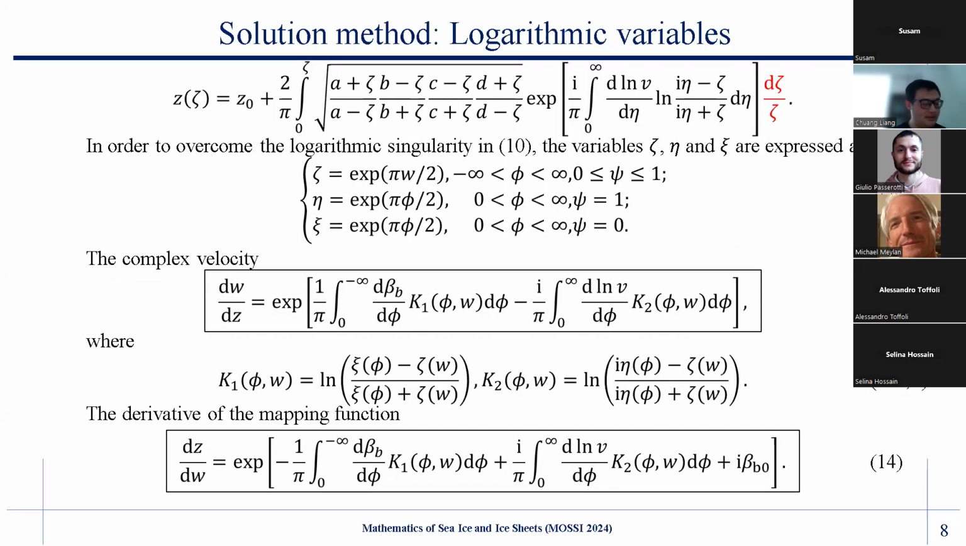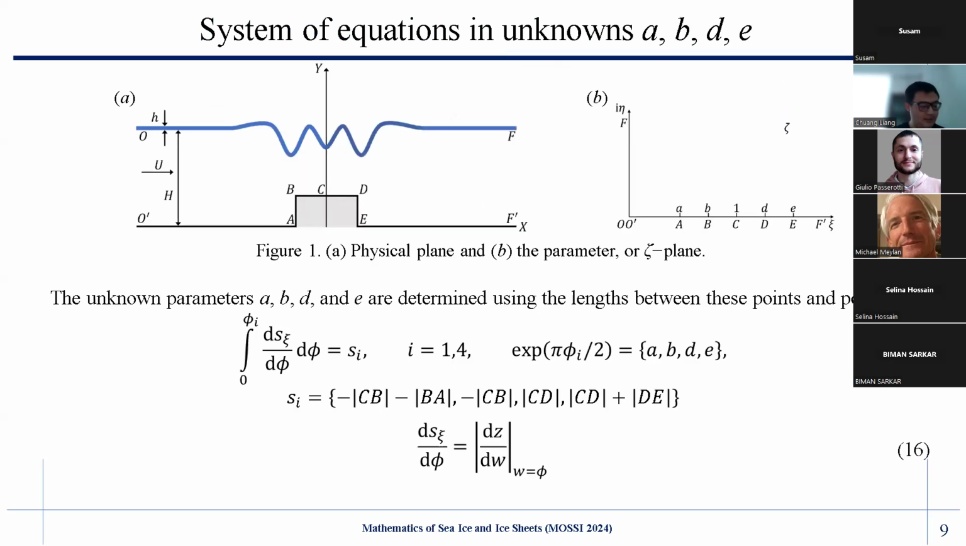Okay, it is seen that equation 10 contains a logarithmic singularity that makes computational difficulties. We introduce the complex potential as a parameter variable and replace zeta, cosine and eta, by w, phi, and psi as shown in equation 11. Then the complex velocity and the derivative of the mapping function take the form 12 and 14 respectively. Okay, what's next? The complex velocity contains unknowns A, B, D, and E in the parameter plane. They are determined using the length of the horizontal and vertical sides of the rectangle, as shown in equations.